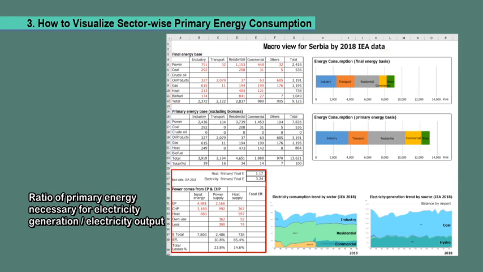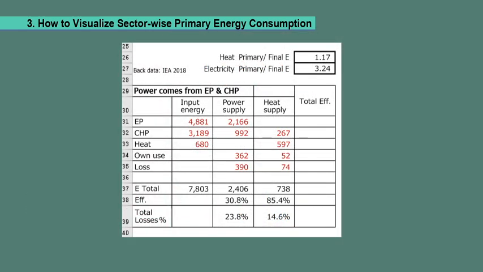The bottom part is for calculating the ratios of fuel for power generation against electricity. If CHPs or heat plants are present, sending the heat may require primary energy 1.2 times larger than the heat output, including intermediate losses. Here, primary energy that is 1.17 times larger than heat output is necessary. The primary energy needed for generating electricity is 3.24 times larger. Such calculations are performed here.